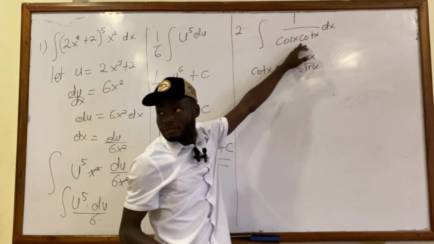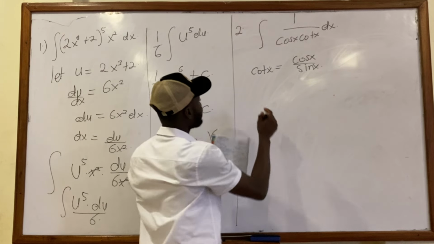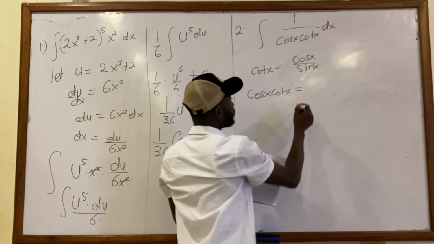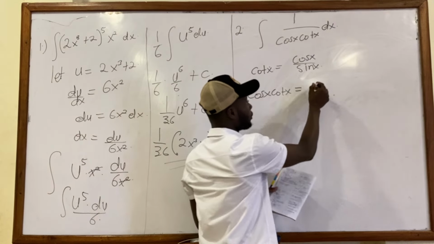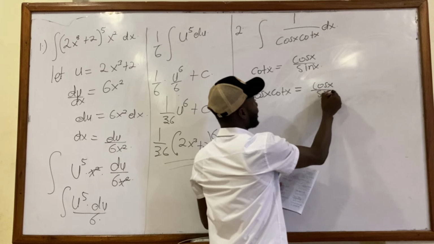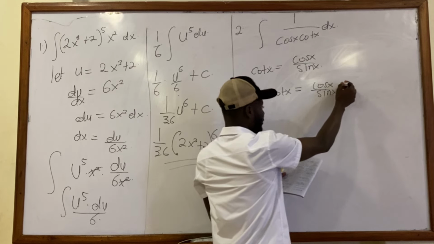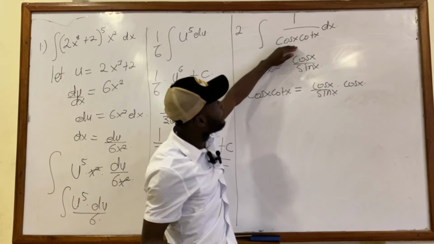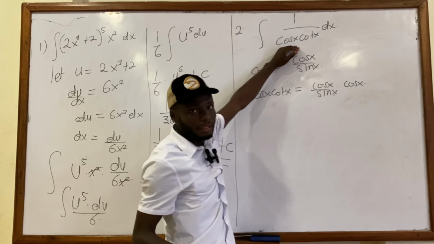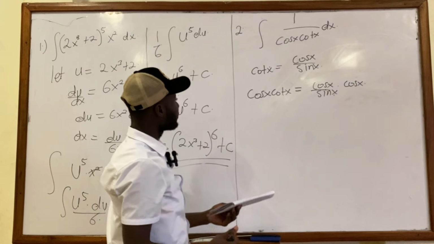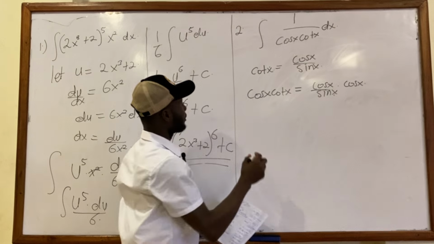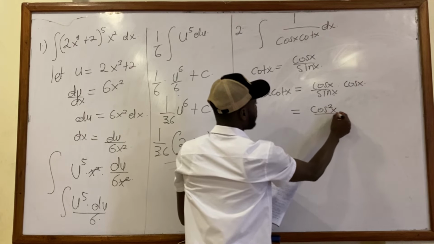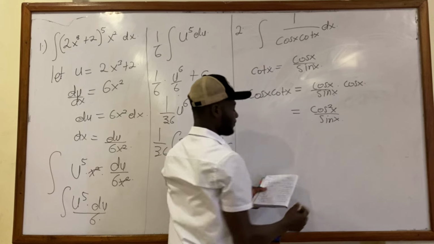So we have cos x cot x is equal to cos x over sin x times cos x. So this becomes the simplification of the denominator. When we simplify further, we are going to have cos squared x over sin x.